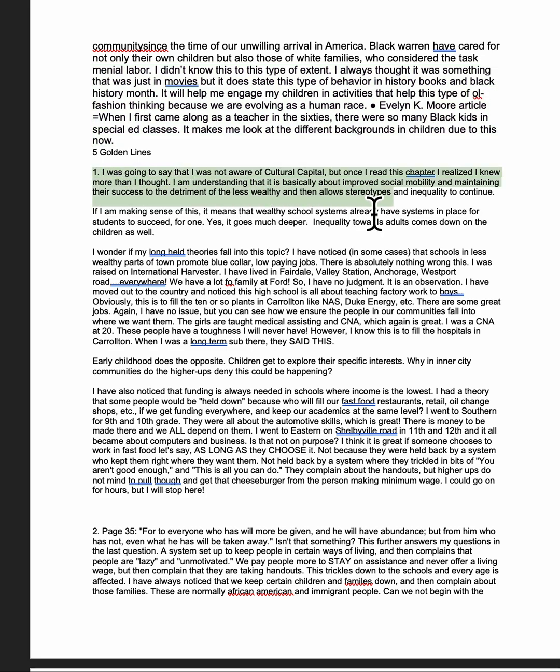Then here is some more about cultural capital. If I'm making sense of this, it means that wealthy school systems already have systems in place for students to succeed. But it goes much deeper. Inequality towards adults comes down to the children as well. Yes, absolutely. I wonder if my long-held theories fall into this topic. I've noticed that schools in less wealthy parts of town promote low-paying jobs and so on.